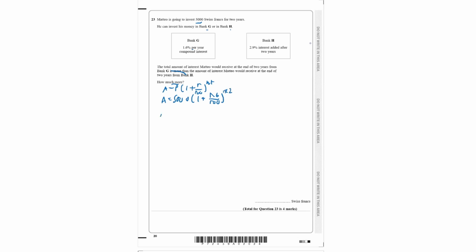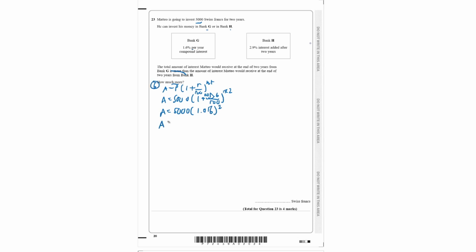So we can simplify this. A is equal to 5,000 times (1 plus 1.6 divided by 100). That gives us 0.016, and then we simply add 1, so that's 1.016 to the power of 1 times 2, so that's 2. This is Bank G. Let's just put this as G here.